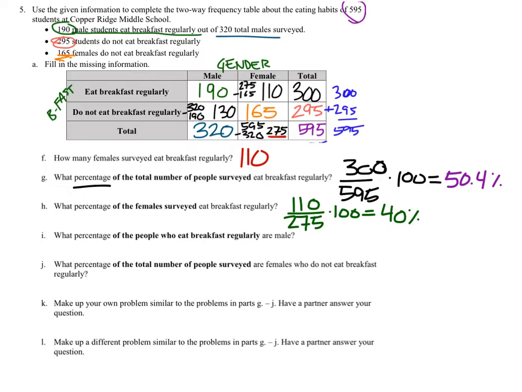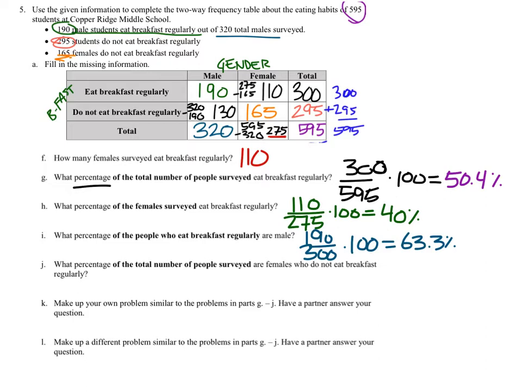So what percentage of the people who eat breakfast regularly? Let's go and write that in. People who eat breakfast regularly, there were 300. And how many of those are male? 190 of them are. So these percentages that we're finding are the relative frequencies. We'll multiply it by 100 to get the percent. 63.3%, it was repeating, but we're just going to round it, which is okay.